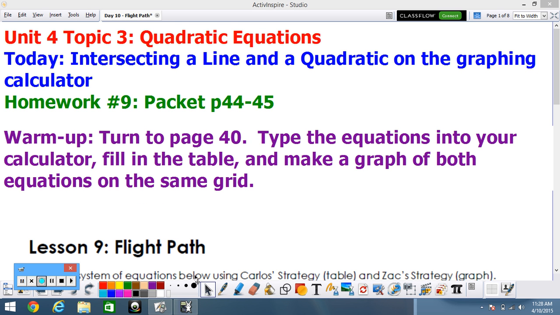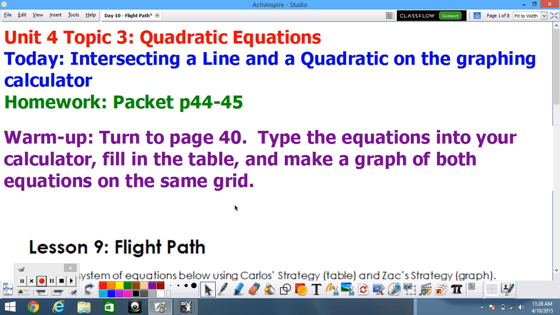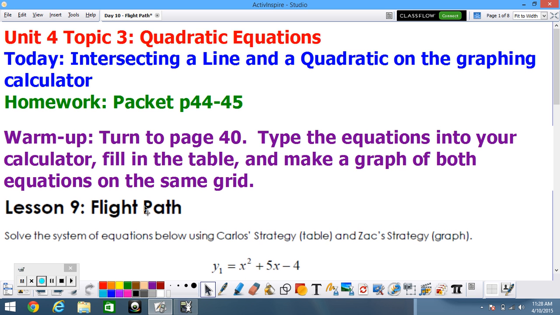Okay, this is a lesson on intersecting a line and a quadratic function using the graphing calculator. Homework tonight will be packet pages 44 and 45. What I'd like you to do is to please turn to page 40, type the equations into your calculator, fill in the table, and then make a graph of both on the same grid.